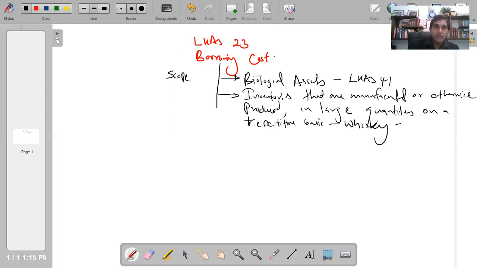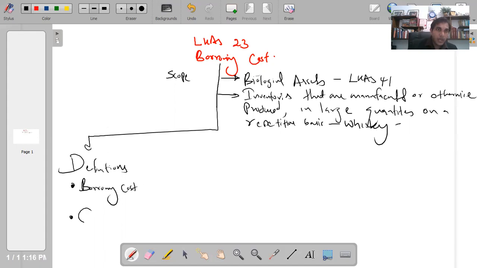Then we'll move to definitions of the borrowing cost standard. Basically, I would like to focus on two definitions. First one, borrowing cost. Second one, qualifying asset. So we'll try to understand these two terms.